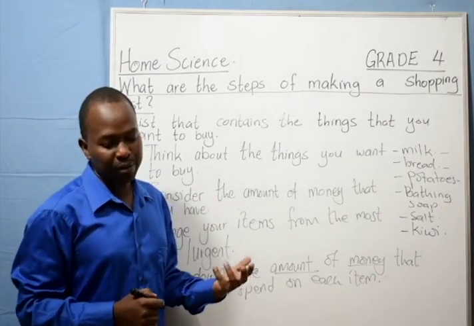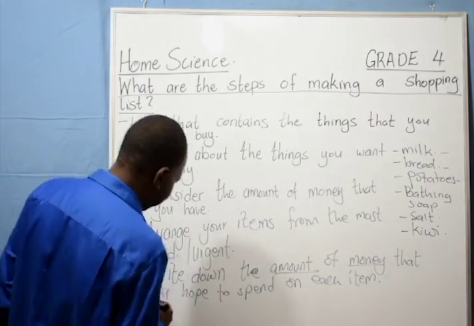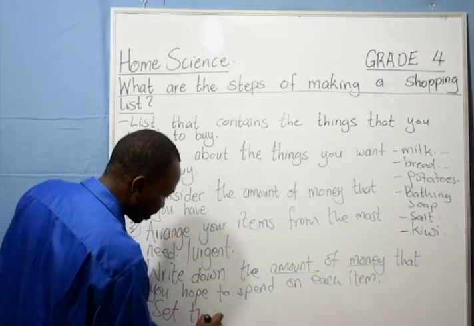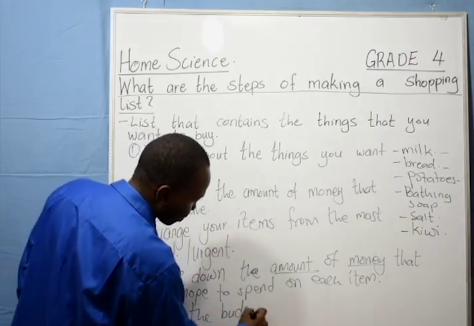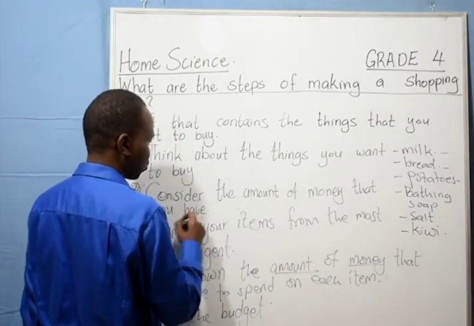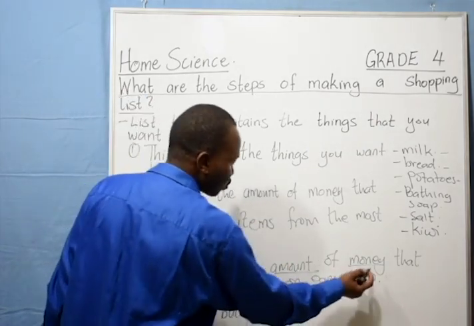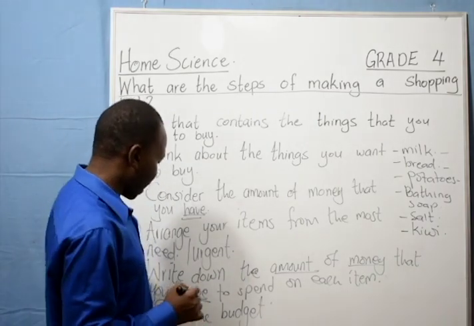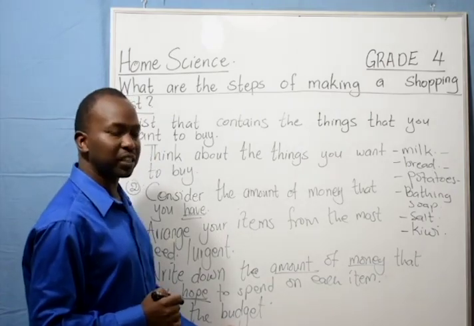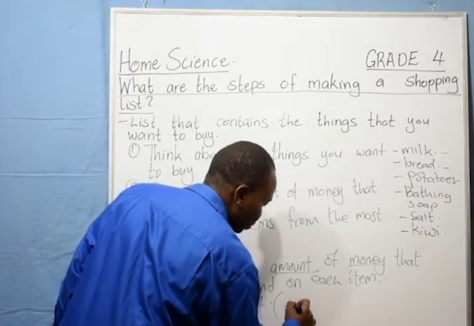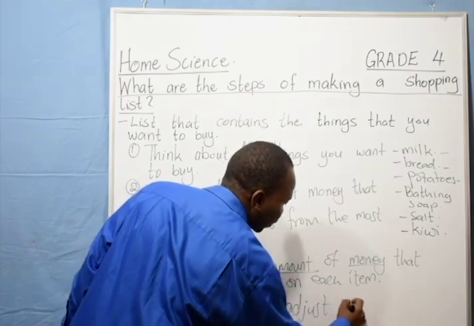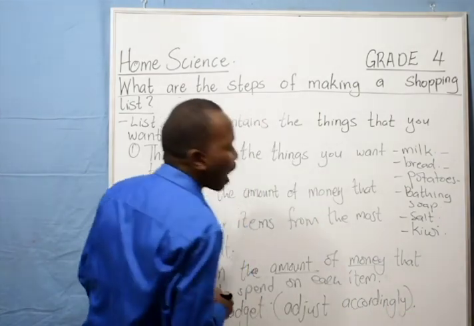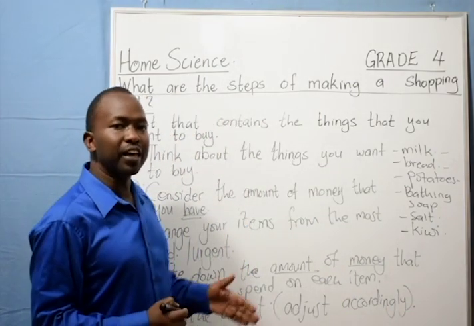Now, having done that, you'll be able now to set a budget. Check the amount of money that you have, and the amount of money that you hope to spend on each item. From there, as you are setting the budget, you can now adjust accordingly, each item accordingly to what you think it should be.